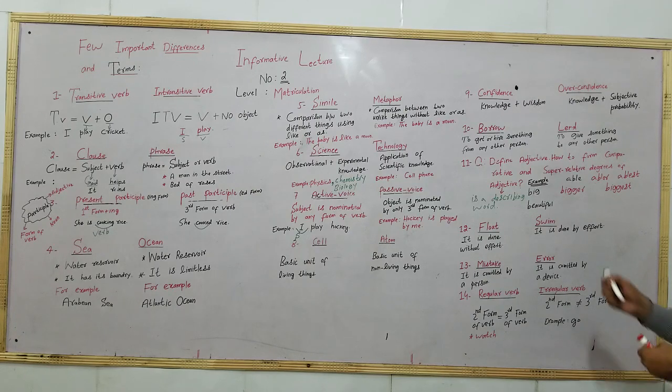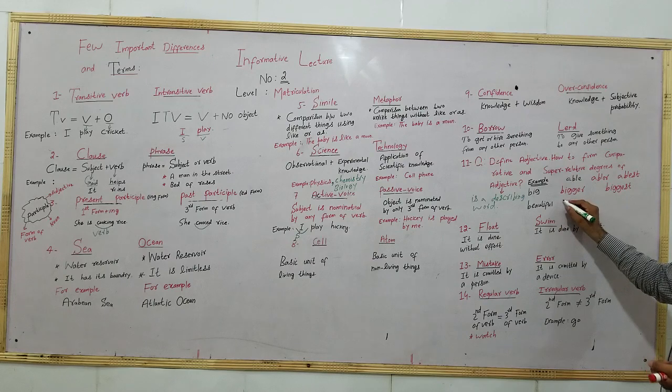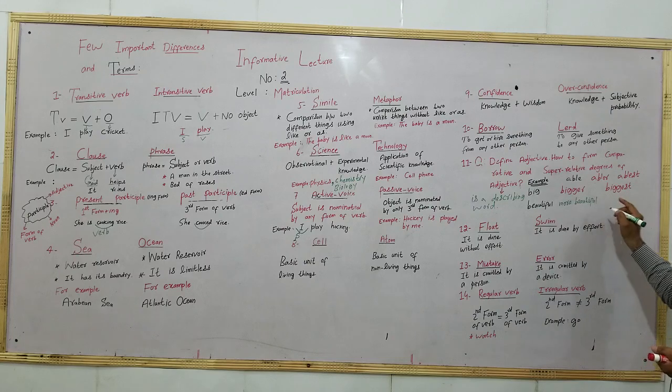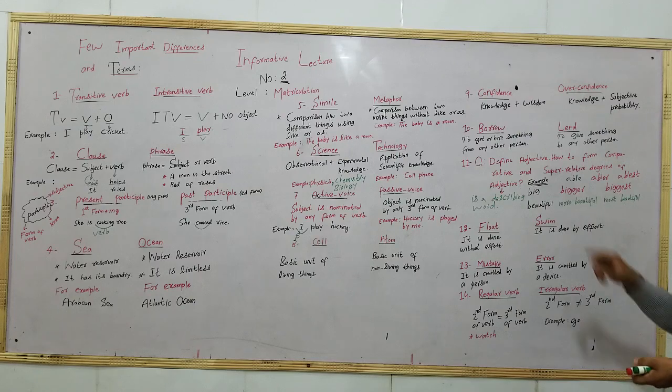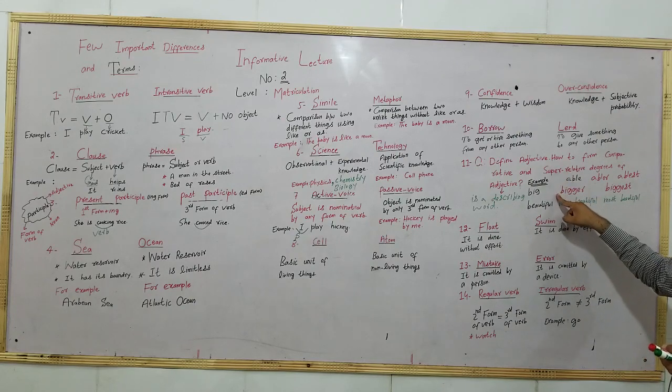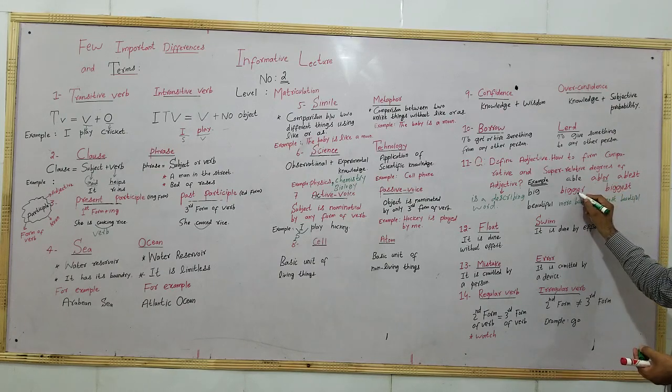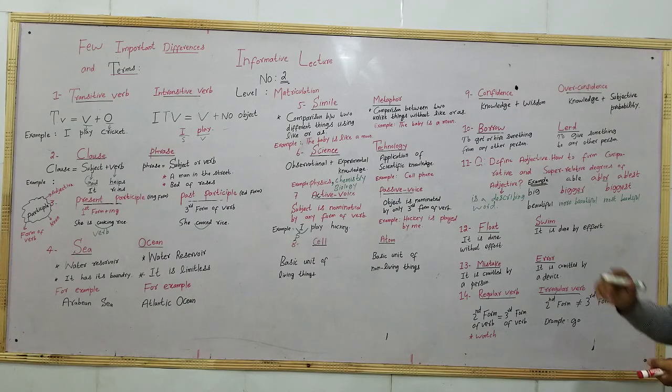Now, here I have another adjective, that is beautiful. If I write the comparative degree of beautiful, it will be more beautiful, and its superlative degree will be most beautiful. Now, here in these two examples, I have put ER in comparative degree. Here ER and here also ER. Here EST and here also EST.